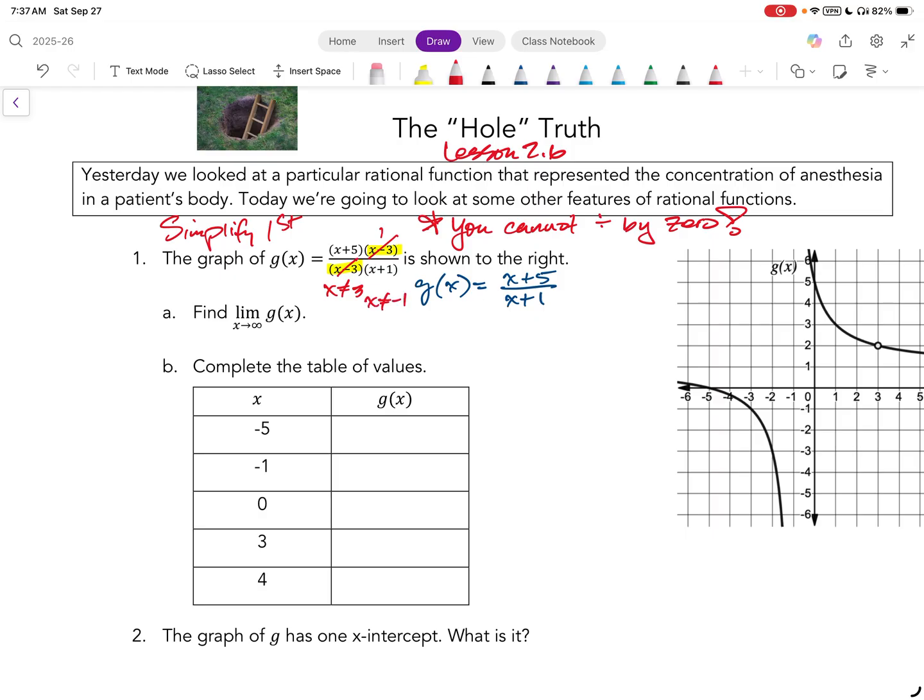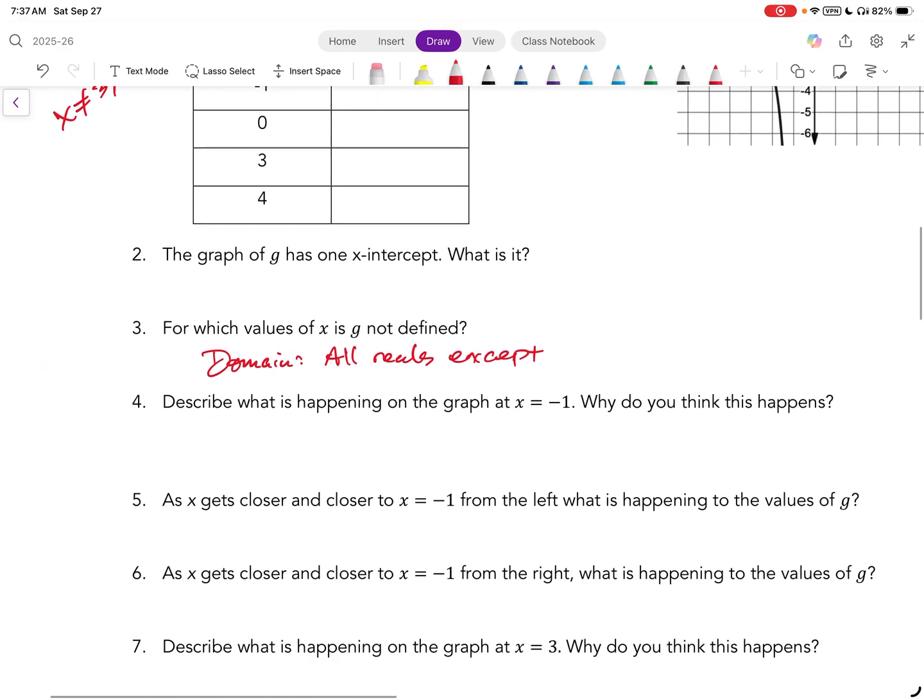So right there, that is what you look at when you figure out the domain. So the domain is all reals, okay, except 3 and negative 1. So all reals except 3 and negative 1. The way you write that is x is not equal to 3 and negative 1. That's how you write it. Okay, so where is it not defined? Well, 3 and negative 1.